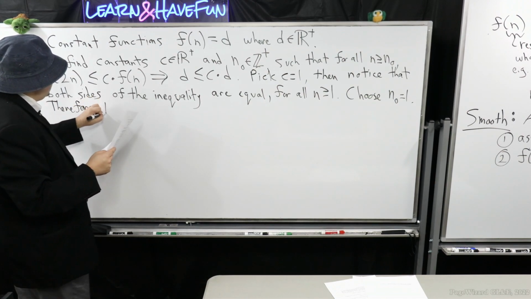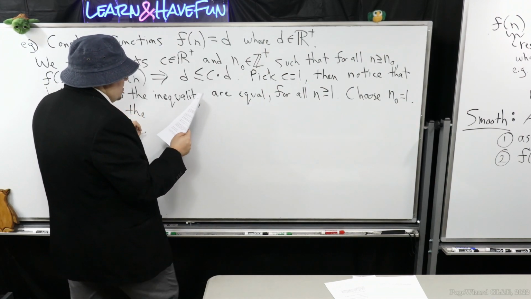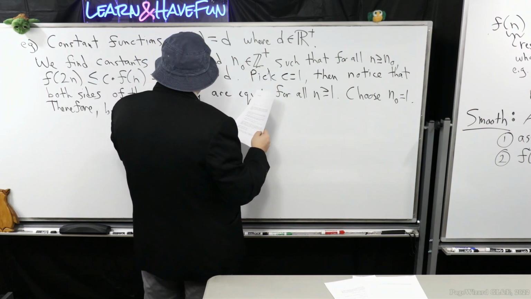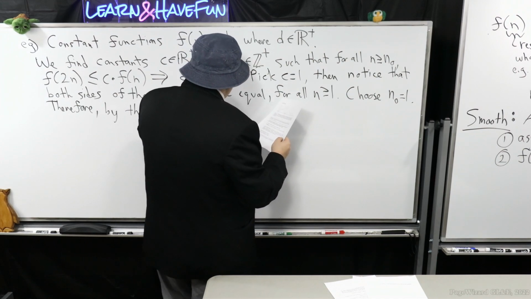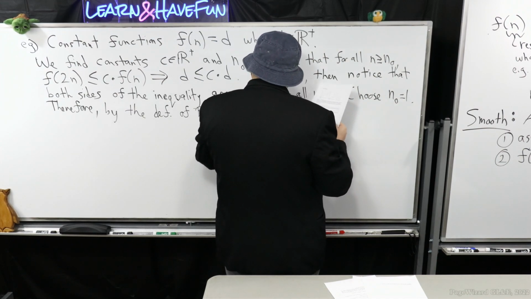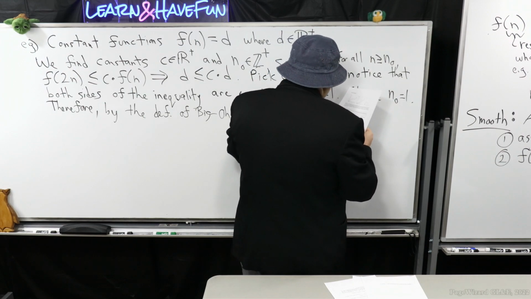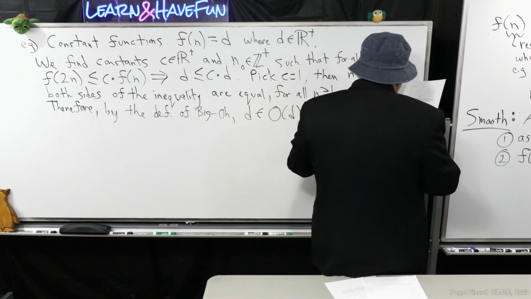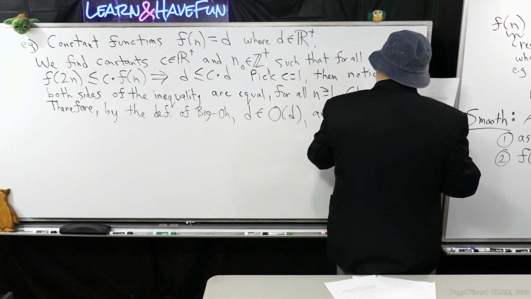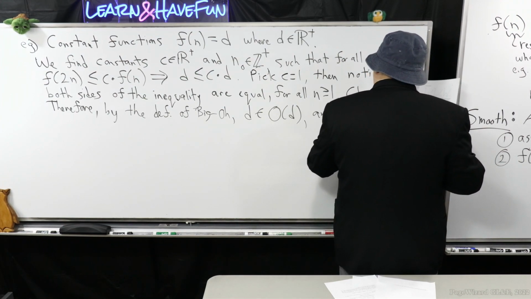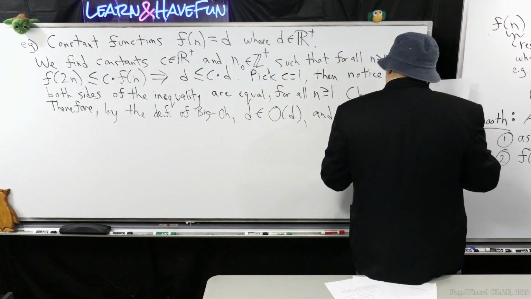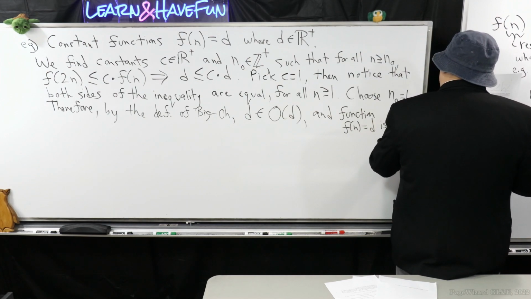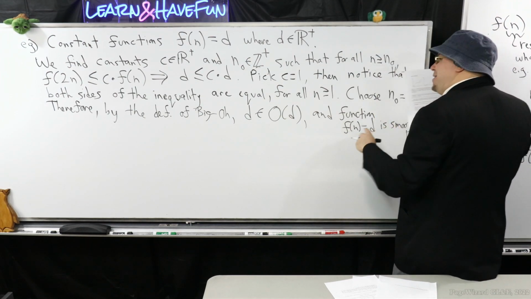Therefore, by the definition of big O, D is big O of D, right? And the function f of n equal to D is smooth. And we're done. Because remember, we already know about the first condition.